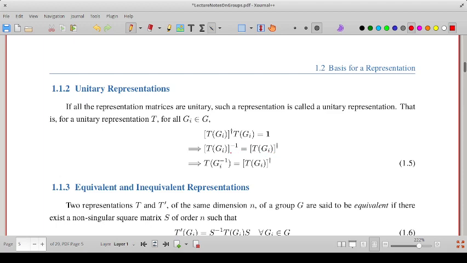Now, as we have already seen, the inverse of the representation matrix T(Gi) is equal to the representation matrix of the inverse of the element Gi. So therefore, we have T(Gi inverse) is equal to T(Gi) dagger.